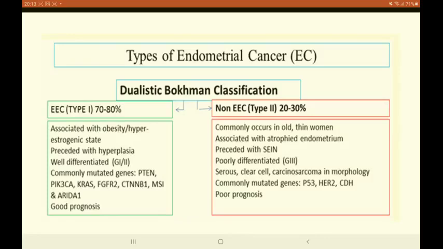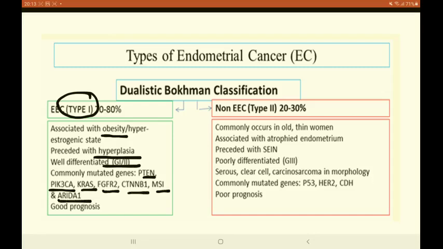The dualistic Bokhman classification had the estrogen-dependent carcinomas under the type 1 category, which was associated with obesity and preceded by endometrial hyperplasia. It usually included well-differentiated carcinomas, and the commonly affected genes were PTEN, PIK3CA, KRAS, FGFR2, CTNNB1 (beta-catenin), MSI, and ARID1A. Type 1 had a good prognosis.